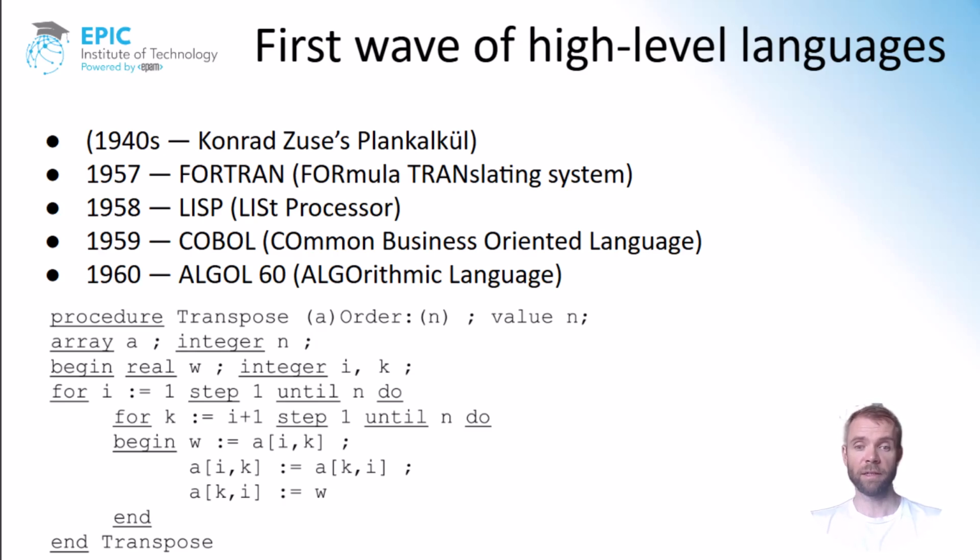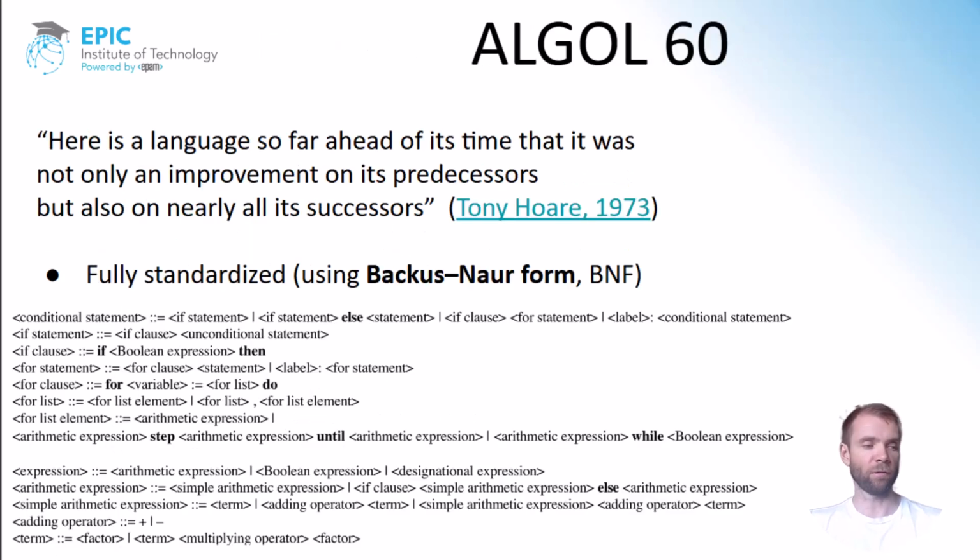So ALGOL 60, by the year of its standardization, was praised highly by many computer scientists. And Tony Hoare, one of the classics in this field, even said that this language was so far ahead of its time that it was not only an improvement on its predecessors, but also on nearly all of its successors. So a very important trait of this ALGOL 60 language was that it was maybe the first fully standardized language, in the sense that the grammar of this language was completely mathematically determined.